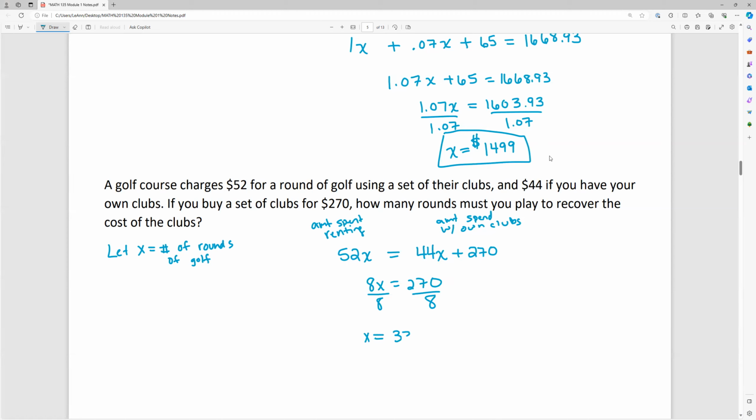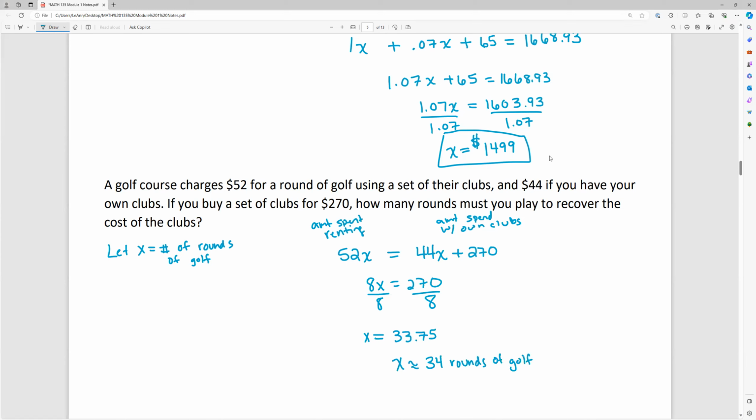And a lot of times you just have to read the directions in your homework or on your quiz or defer to your instructor, because they may want you to leave it in a decimal form, or they may say that doesn't make sense in the context of the problem because you can't play a part of a round of golf. So we would usually round this depending on the rules of the problem.